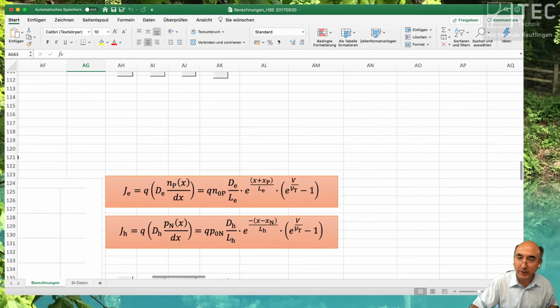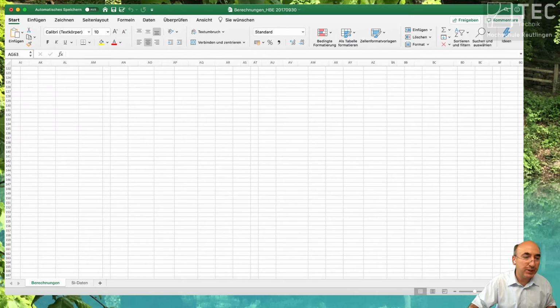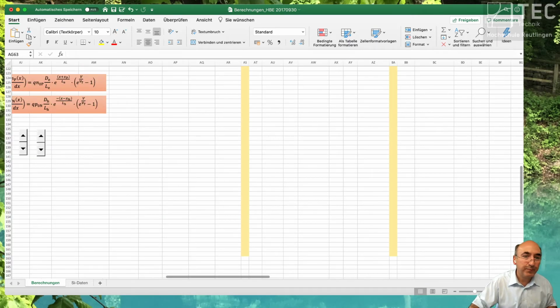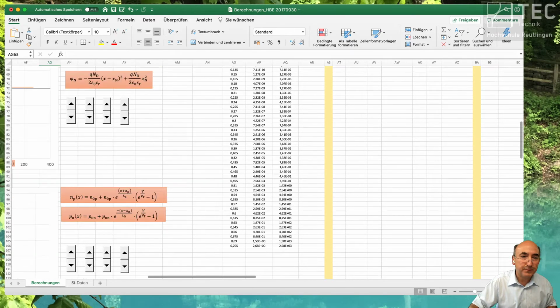Where is it? I'm looking with a very small glass on the big sheet. I'm waiting for changing the zoom level. Here we are.